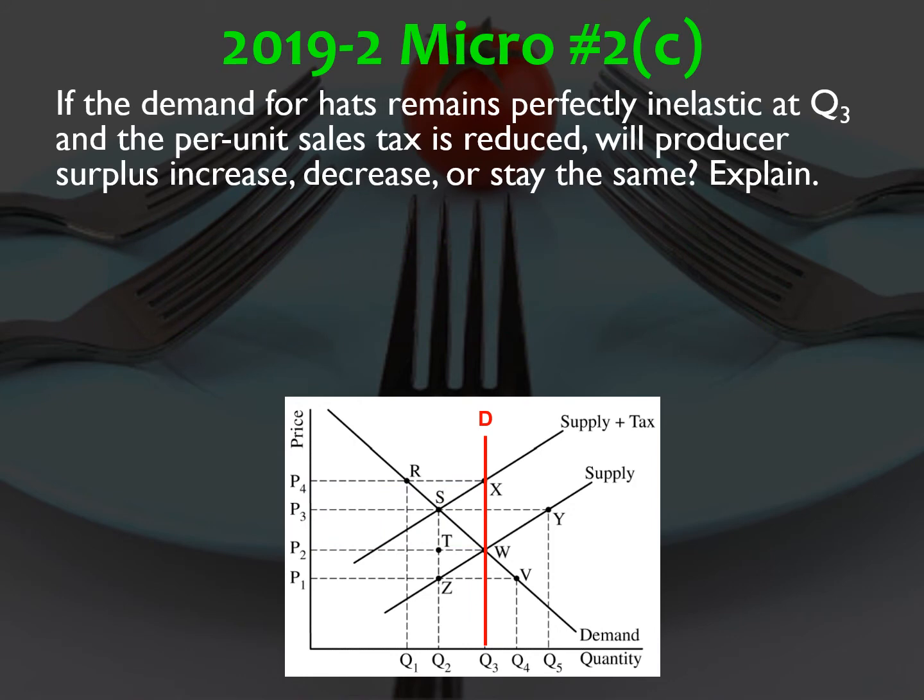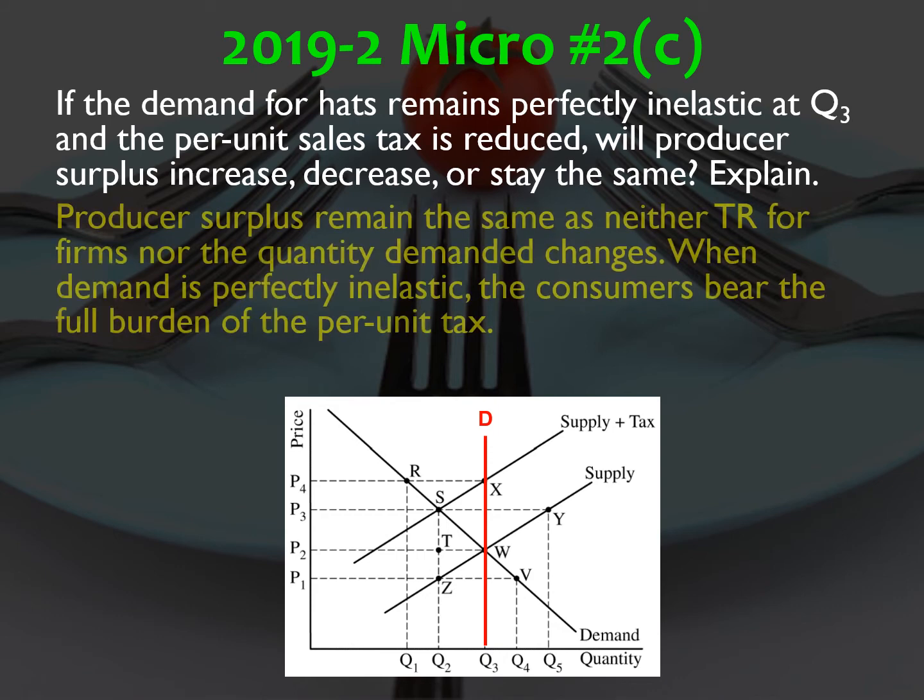Part C, if the demand for the hats remains perfectly inelastic at Q3 and the per unit sales tax is reduced, will producer's surplus increase, decrease, or stay the same? Explain. Now, in this case, producer's surplus remains the same because the total revenue of the firm does not change, nor does the quantity demanded change. When demand is perfectly inelastic, consumers bear the full burden of the per unit tax.